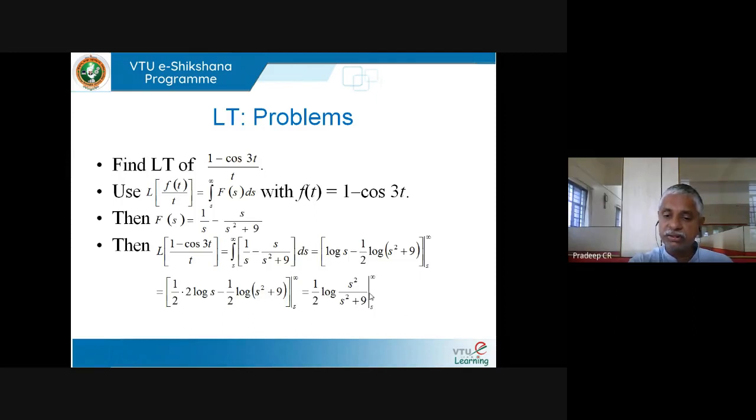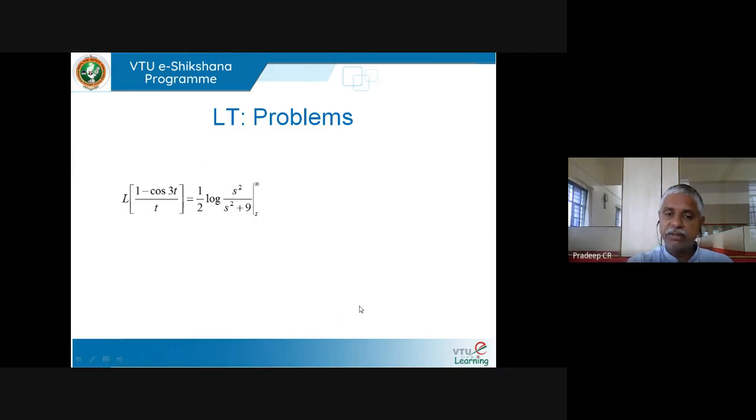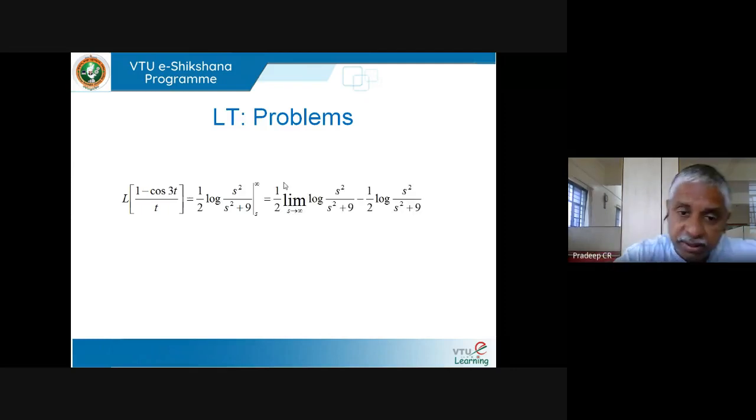So how to do this? Log of s square by s square plus 9 from s to infinity. So that's what this is. Laplace of 1 minus cos 3t by t is half log of s square by s square plus 9 between s and infinity. So I try to put s equal to infinity, but I cannot put infinity directly. So what do I do? I take the limit of this whole expression as s tends to infinity. Minus s I can put directly, it's a finite number, so I'll just put it there.